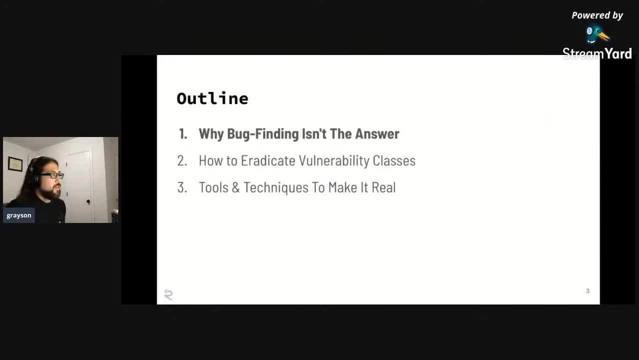So a quick outline of the talk. We're going to start out with why bug finding isn't the answer. We're going to talk about some shifts that have happened in the development world and some shifts that I think are happening in the security world. The second big topic is going to be how to eradicate vulnerability classes. Really what this is going to be is a proposal from me about how to go about eradicating vulnerability classes from code. So it's a proposed strategy that I'm going to give. And then the third section of the talk is going to be about what does this look like in practice. So some tools and techniques to make it real. And then I'm going to talk about how we do it at R2C.